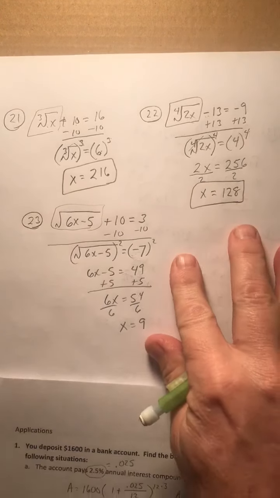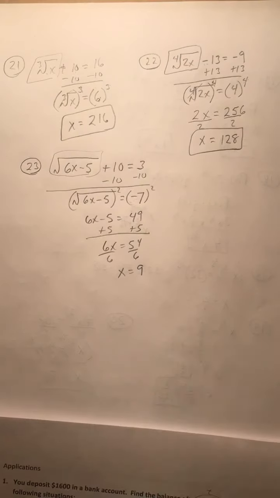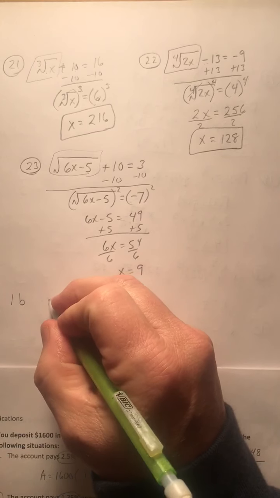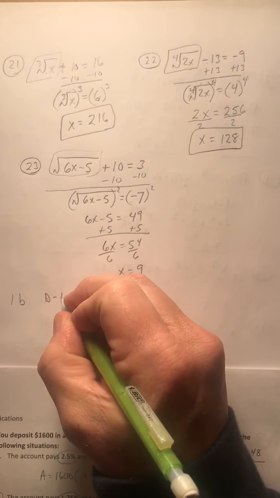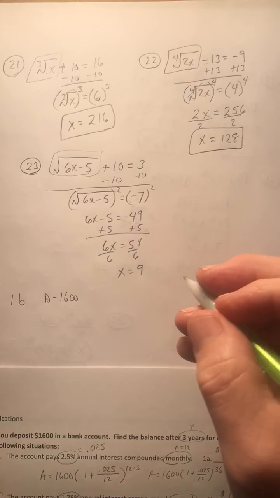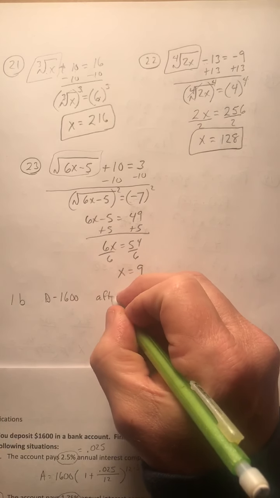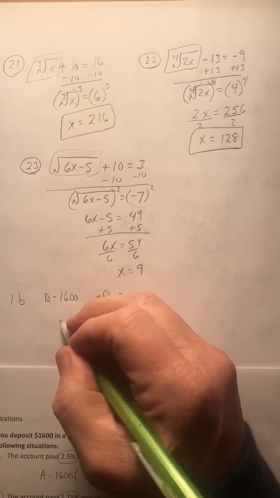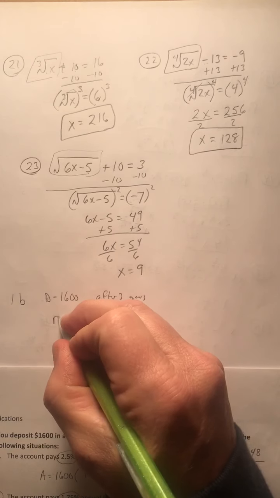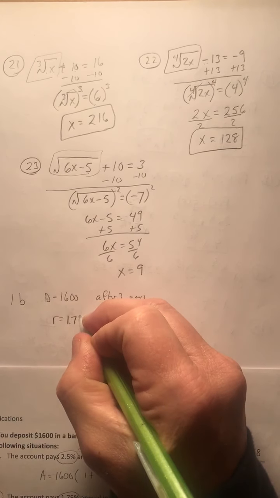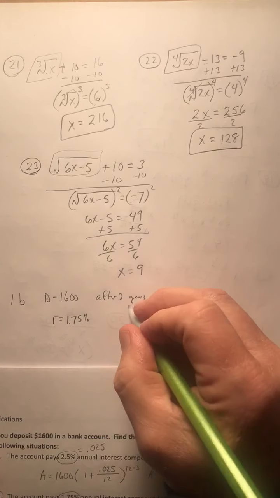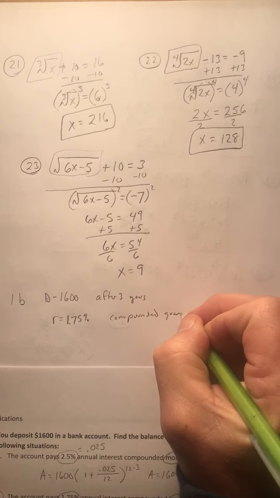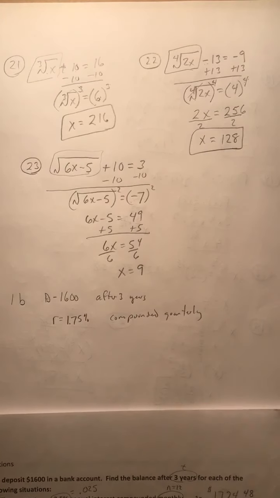All right, next one was 1B on the application. So 1B. All right, so the information we have is we're doing a deposit of $1,600. We're going to find the balance after 3 years. And then for B, the information is the interest rate is 1.75%, and it's compounded quarterly. All right, quarterly. So that's all the information we need.